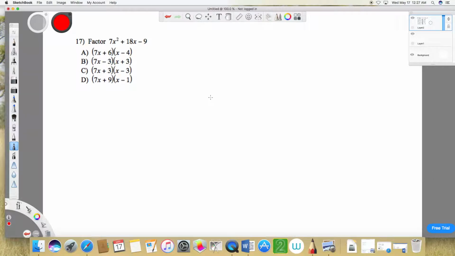All right, so let's take a look at this problem. This is an expression, not an equation, so they're not asking us to solve this. It's just asking us to factor. So our x method is going to be the way that we do this.